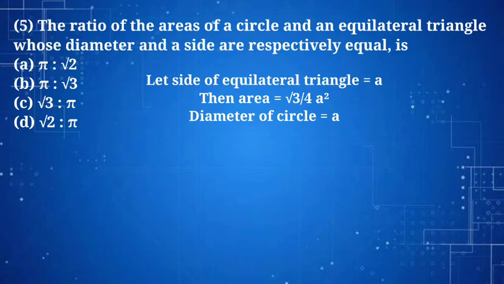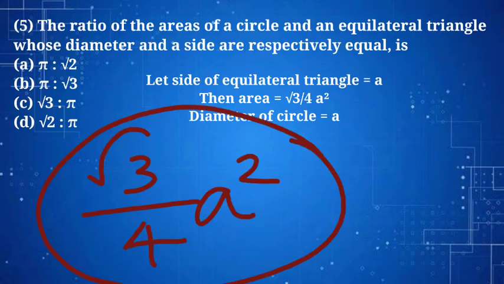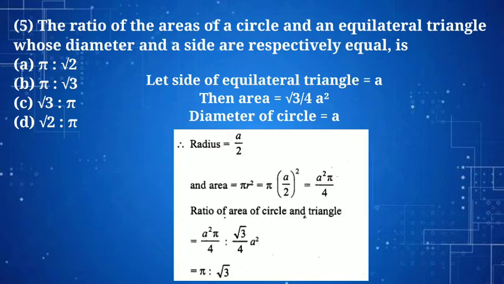Both are equal. Then the area of the equilateral triangle is equal to root 3 by 4 A square. Then radius is equal to A by 2. Then area of circle is equal to pi r square, that's equal to pi into A by 2 the whole square, that's equal to A square pi divided by 4. Then what is the ratio of the area of circle and equilateral triangle? A square pi by 4 is to root 3 by 4 A square. A square cancels and 4 cancels, then the balance is only pi is to root 3. So which is the correct option? B is the correct option.